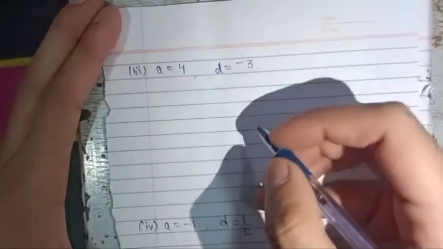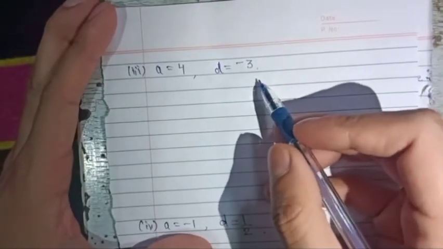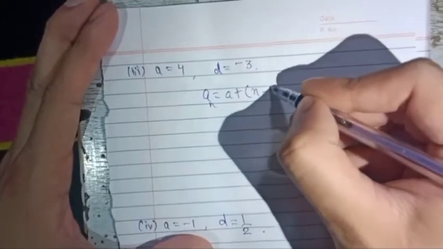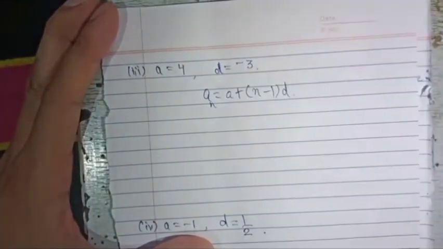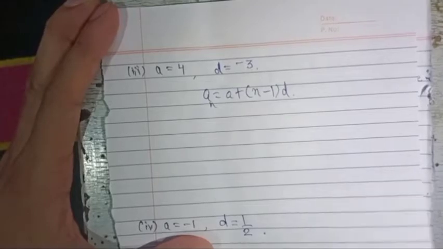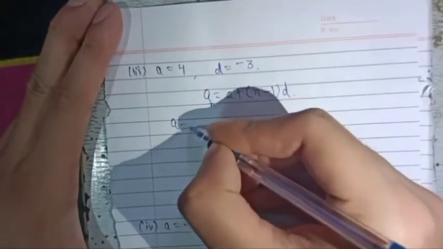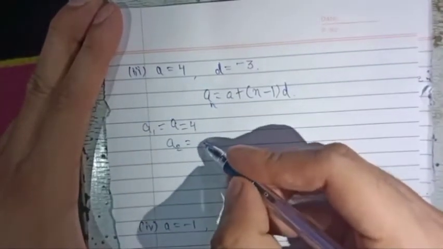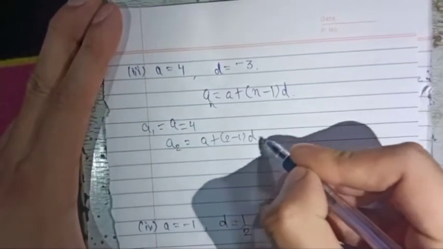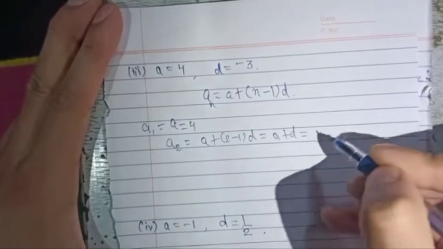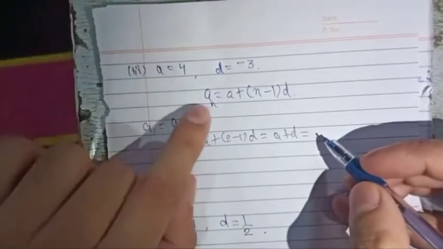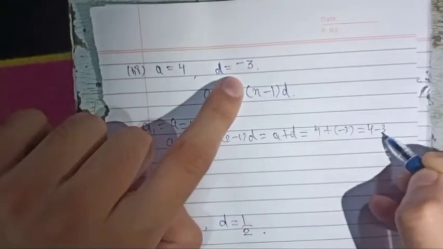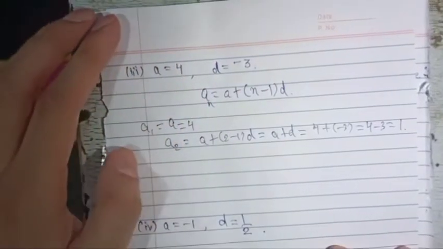Now question number 3, a is equal to 4 and d equal to minus 3. Here also we will apply the formula an equals a plus (n minus 1) multiplied by d. The first term is given as 4. The second term, a2, will be equal to a plus (2 minus 1)d, that is a plus d, and a is 4, d is minus 3. So 4 minus 3 is equal to 1.